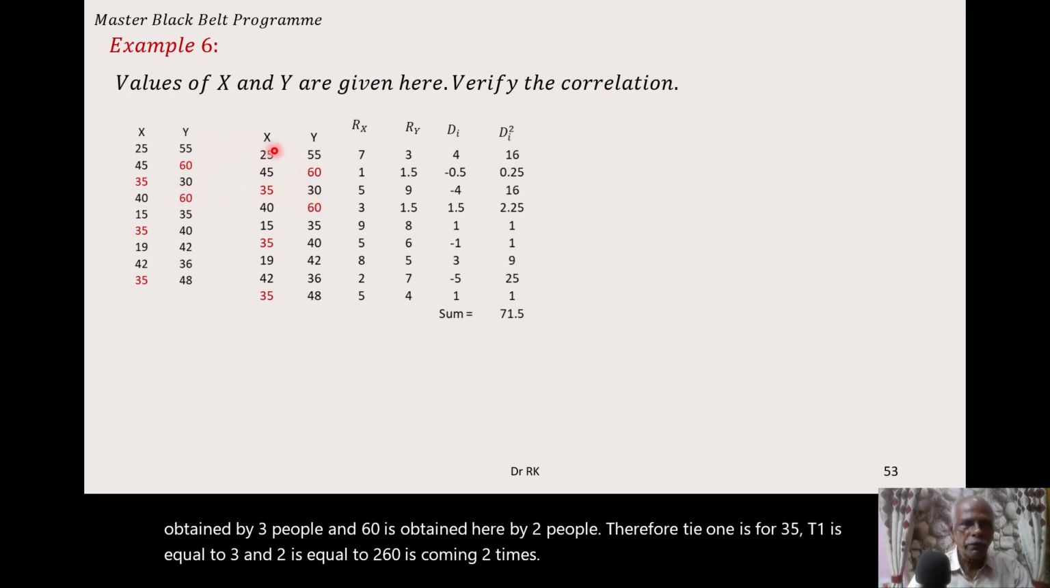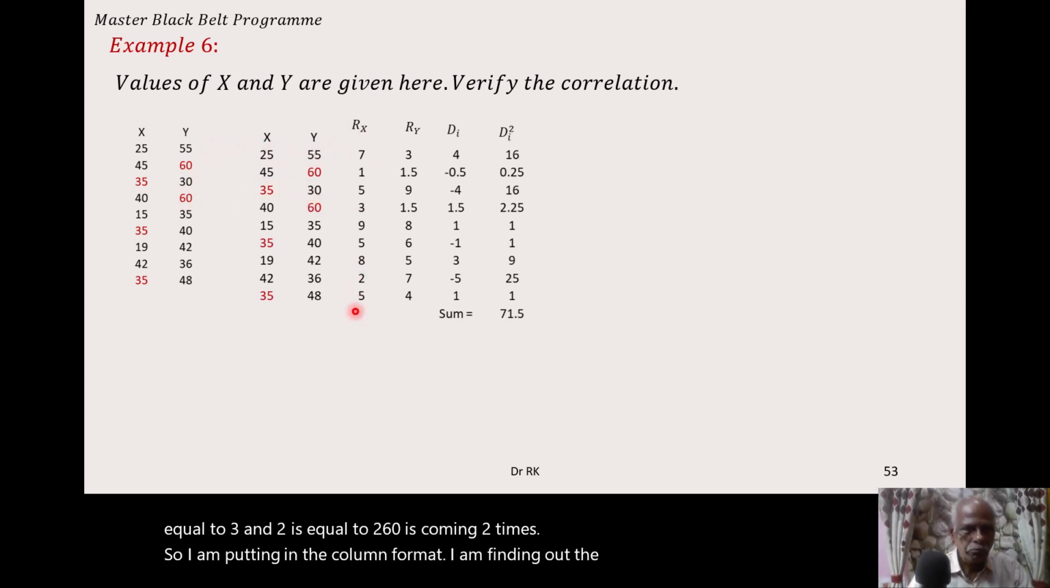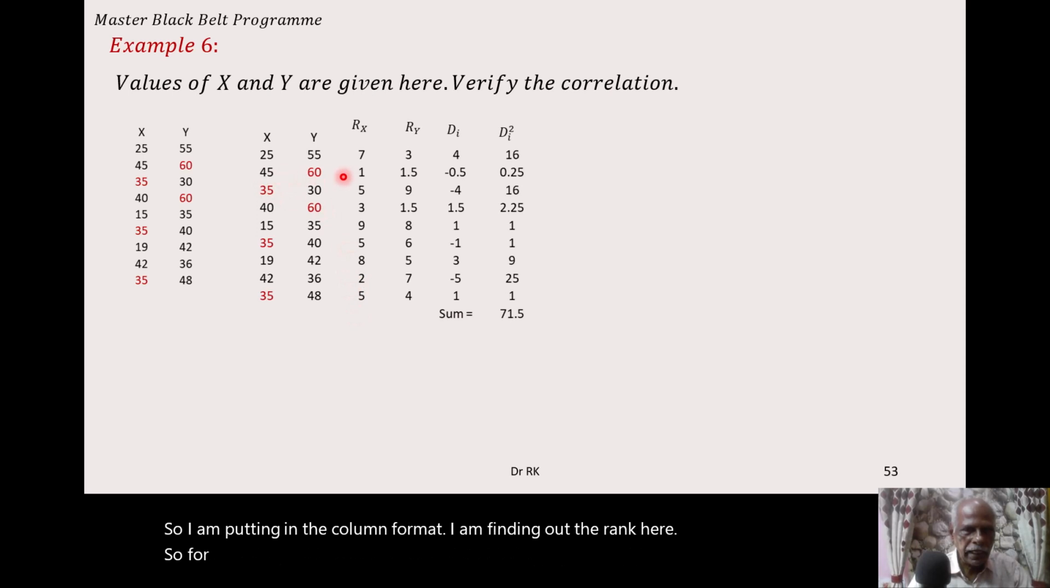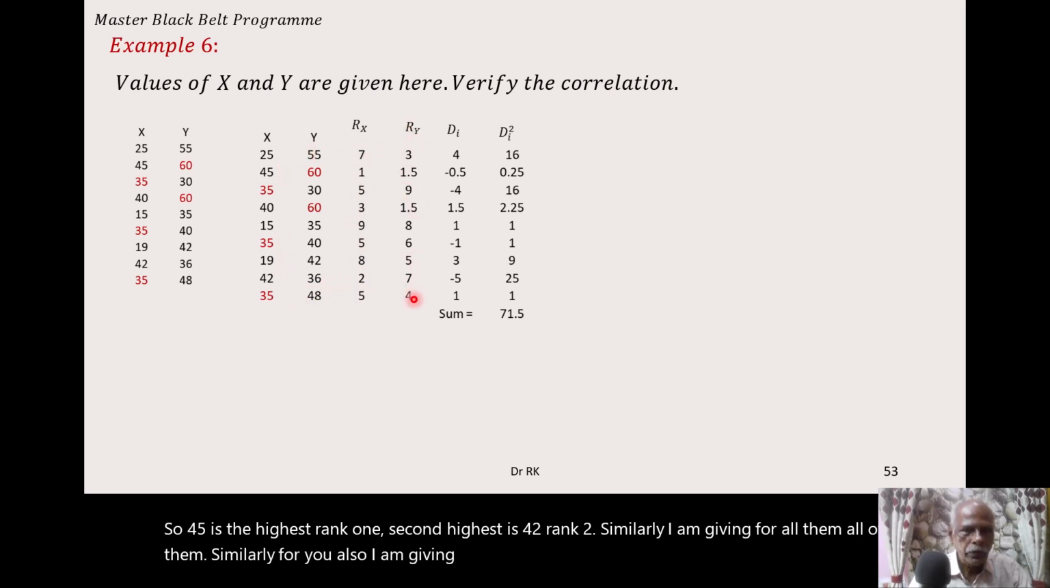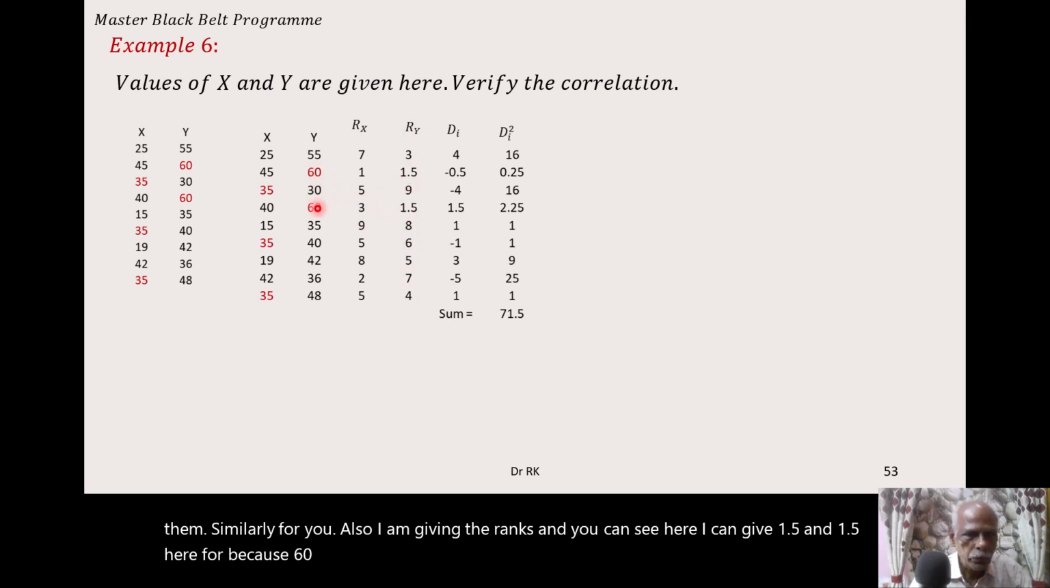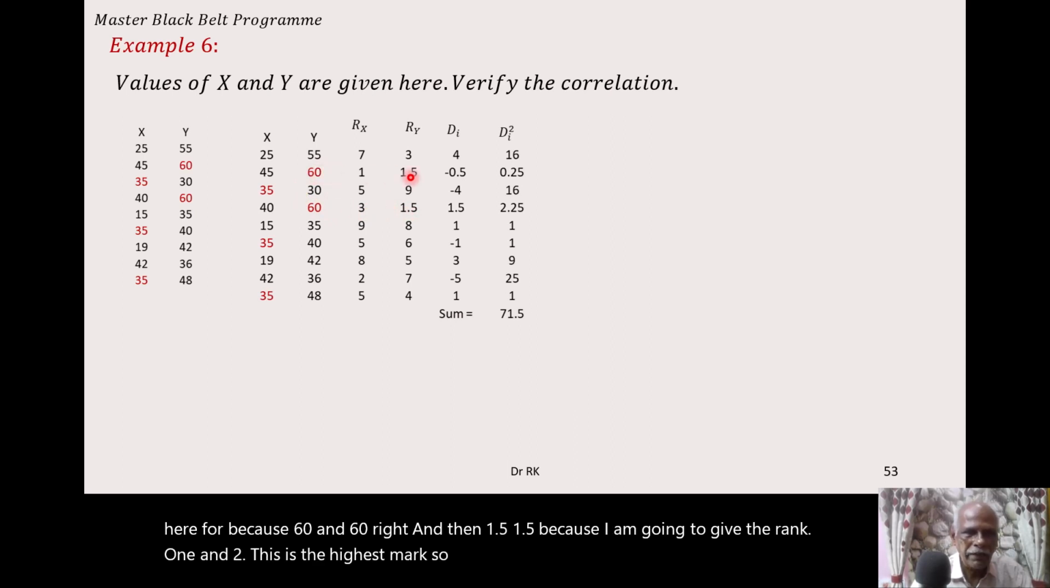So, I am putting it in the column format. I am finding out the rank here. So, 45 is the highest, rank 1, second highest is 42, rank 2. Similarly, I am giving for all of them. Similarly, for Y also I am giving the ranks, and you can see here I can give 1.5 and 1.5 here for 60 and 60, right? Because I am going to give the rank 1 and 2. This is the highest mark. So, 1.5 is the average mark.